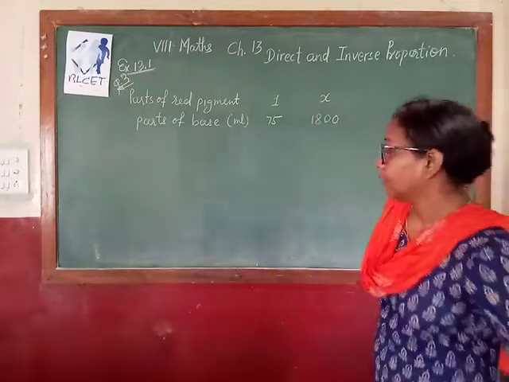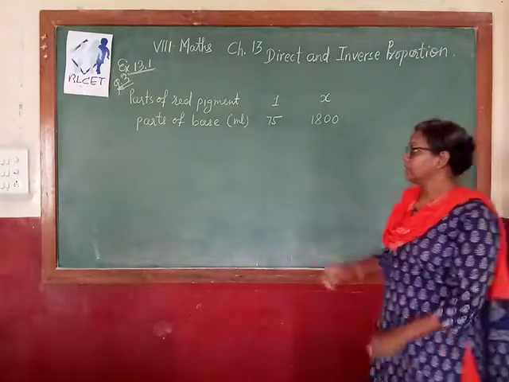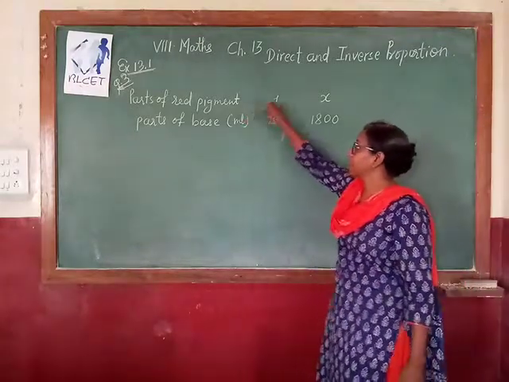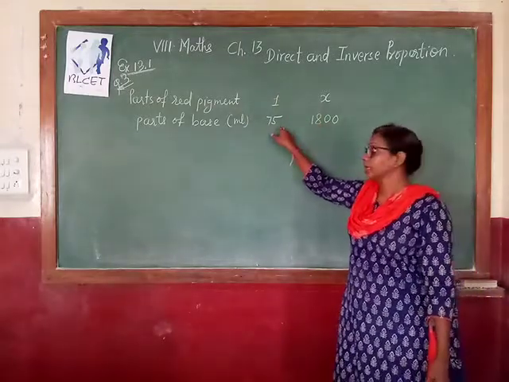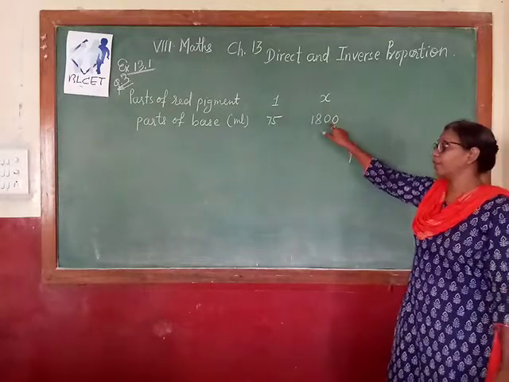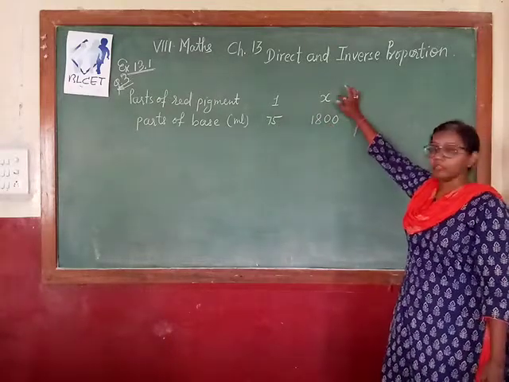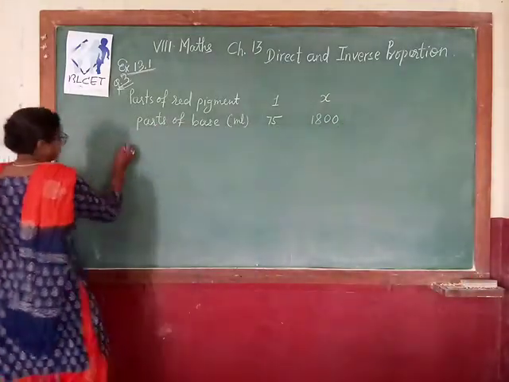So here, whatever information is given, I have written in the form of a table. Parts of red pigment is 1, then we require parts of base, that is 75 ml. Now parts of base is given, that is 1800 ml. For this we want to find the part of red pigment. So let's say this is in direct proportion.